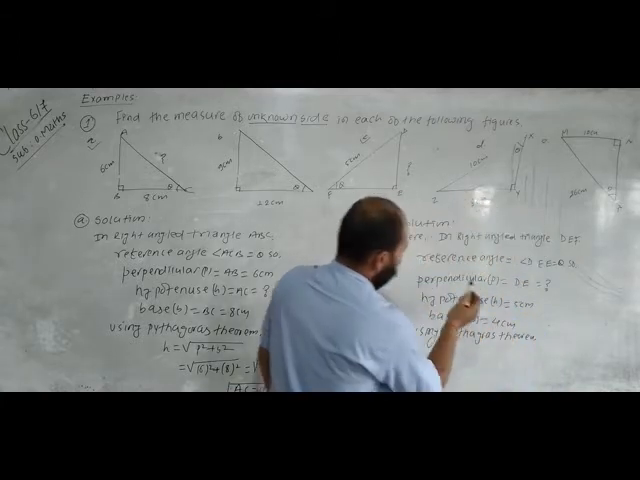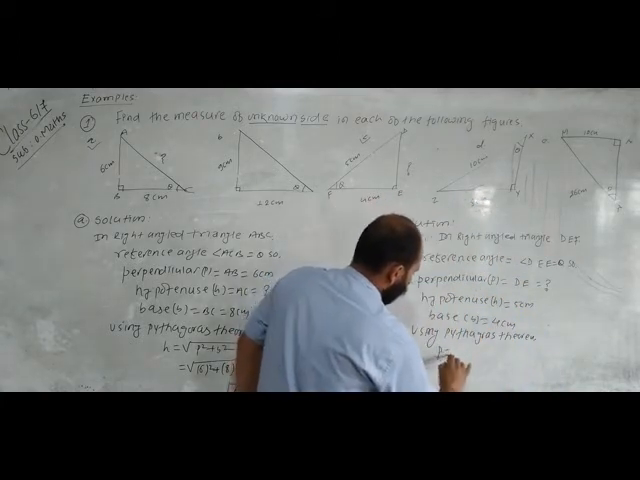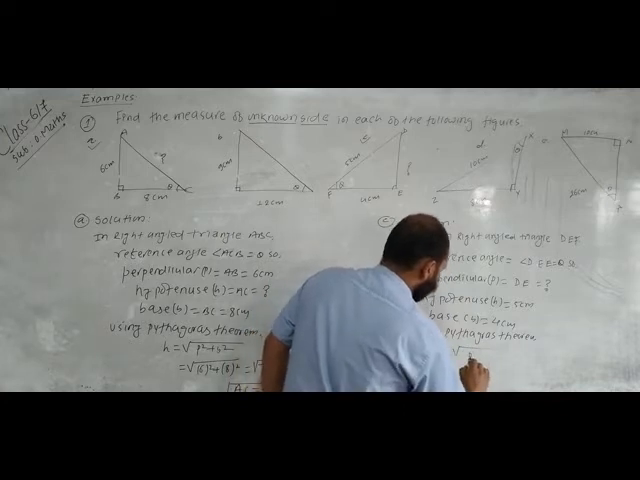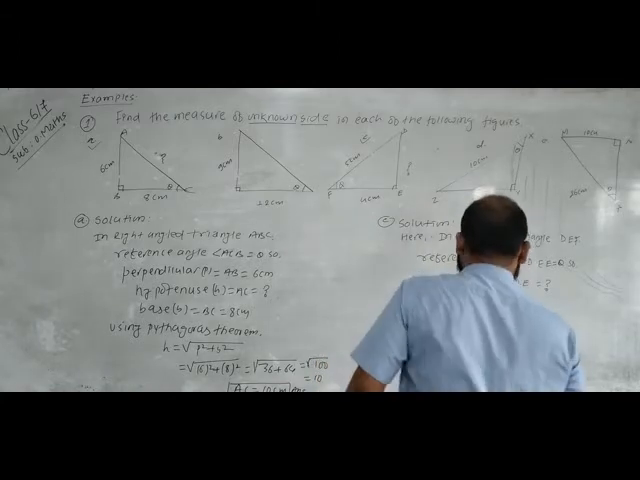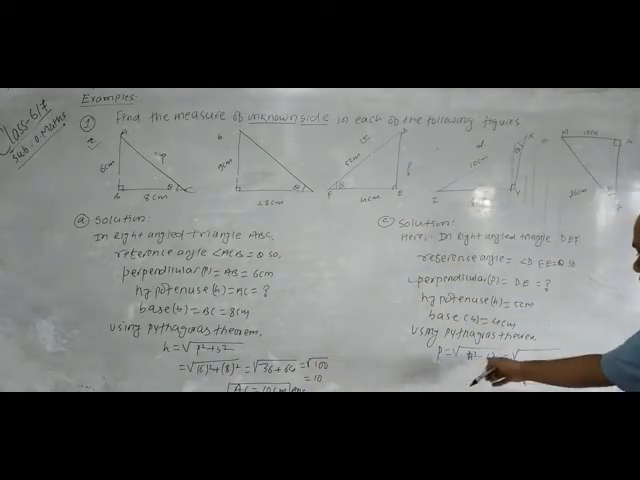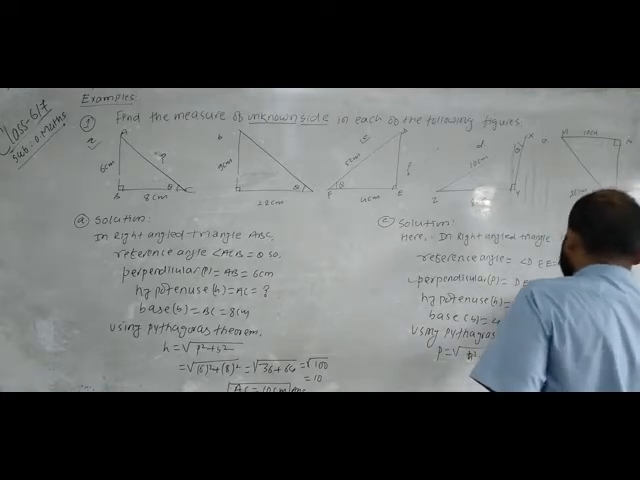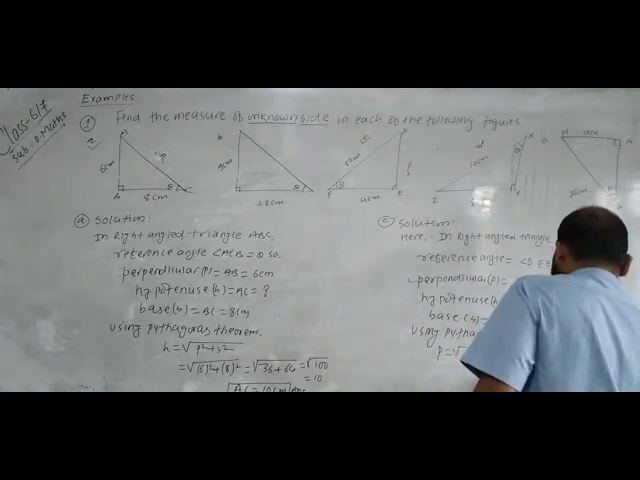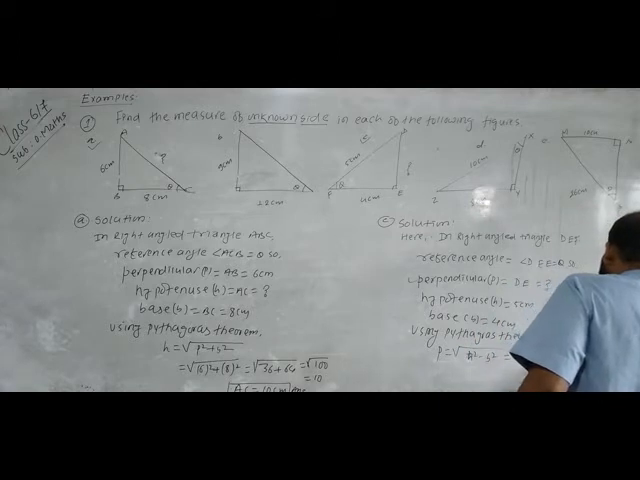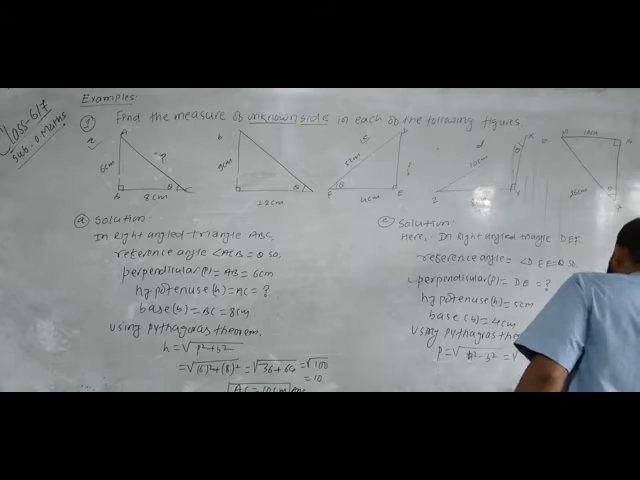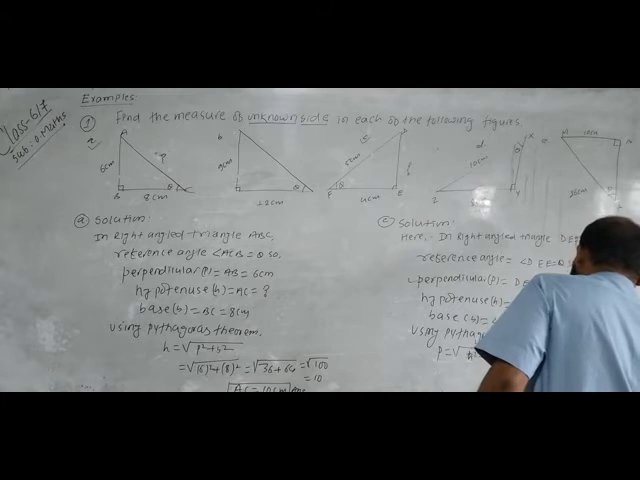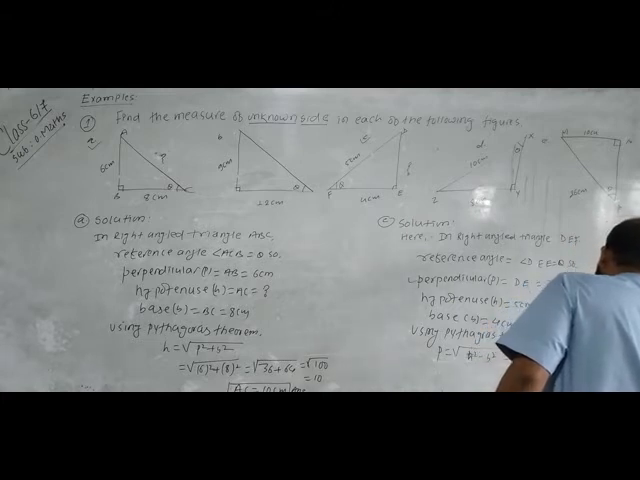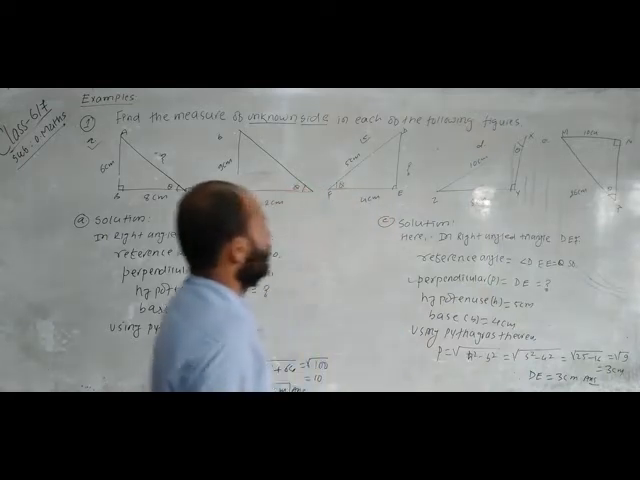we have to find P. We use the formula: we know that P is equal to the square root of H square minus B square. Here H represents 5, so 5 square minus 4 square, 25 minus 16. We have the square root of 9, which is equal to 3 cm. Therefore, DE is equal to 3 cm. In this way, we should solve this type of question.